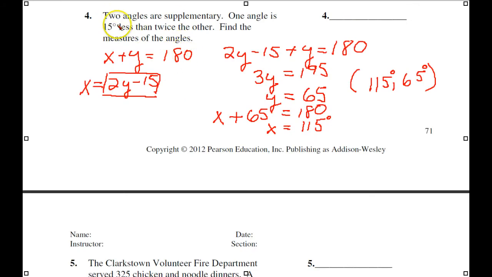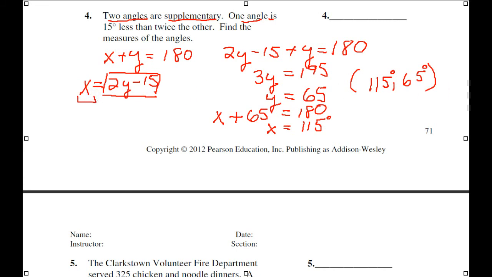In number 4, again, this is still pretty easy. Two angles are supplementary. So here they're telling you that the sum of two angles is 180. Then they're saying one angle, which is x, is, which is an equal sign, 15 less than twice the other. Well, twice the other would be 2y less 15. So twice the other less 15, right there. Now this is a value for x.